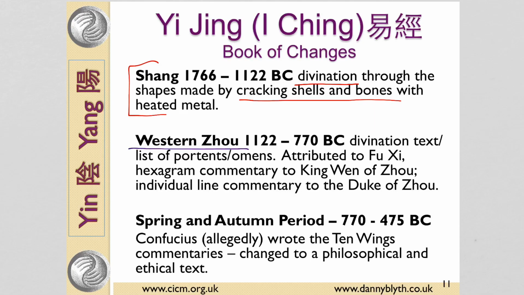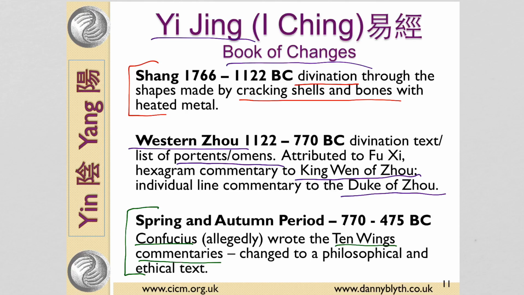During the Western Zhou, the I Ching, or the Book of Changes, was written, which was essentially a list of portents or omens, and the commentaries written by King Wen of Zhou and his son the Duke of Zhou. During the spring and autumn period of the Zhou dynasty, Confucius was meant to have written the 10 Wings commentaries, which essentially changed this text from a divination text into a philosophical and an ethical one.